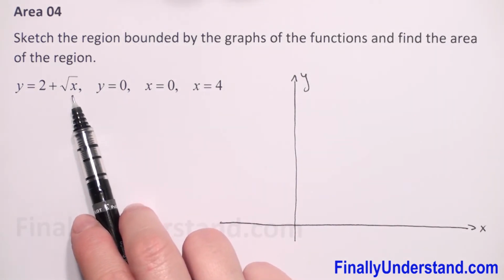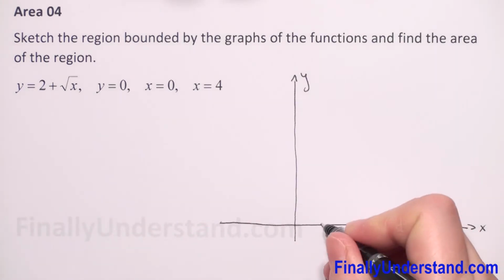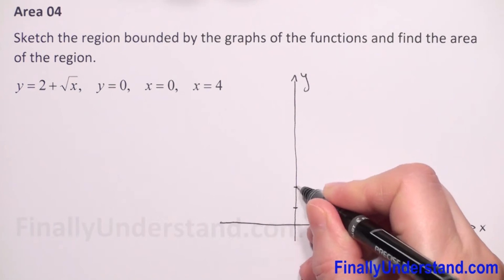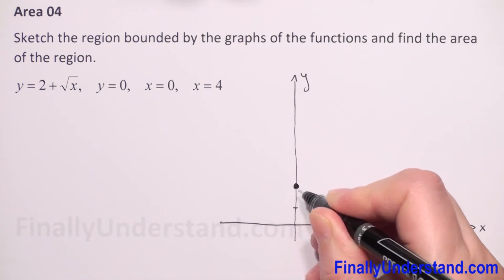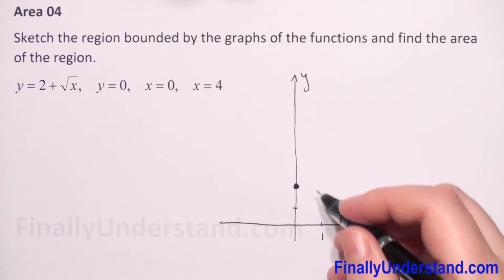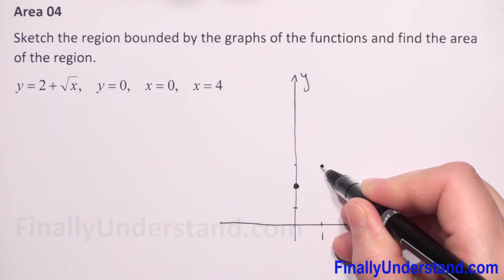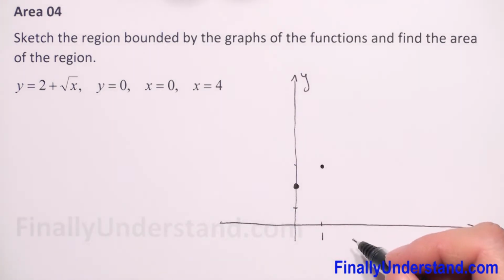For x equals 0, we will have 2 plus 0 is 2. So we have the first point. For x equals 1, we will have 2 plus square root of 1 is 1, so we have 2 plus 1 is 3. So this is our second point.